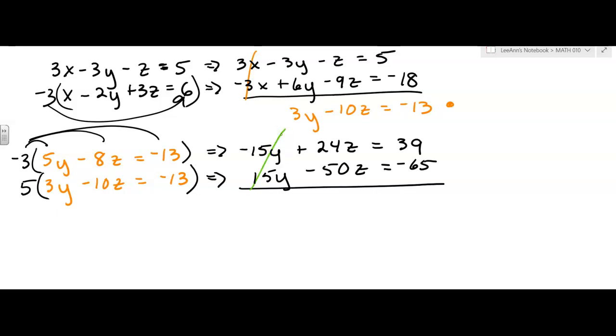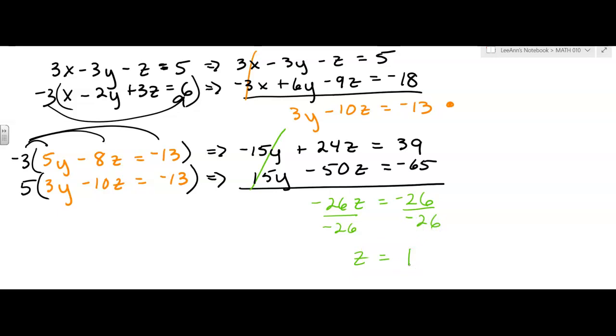The y's cancel out. 24 and negative 50, that's going to be a negative 26z. And then 39 and negative 65, what's that? Negative 26? Hey, I like the looks of that. Okay, so that worked out nicely. Again, you could use a calculator to go 39 minus 65. Divide by negative 26, and we get z equals 1. Great. We know z is 1.